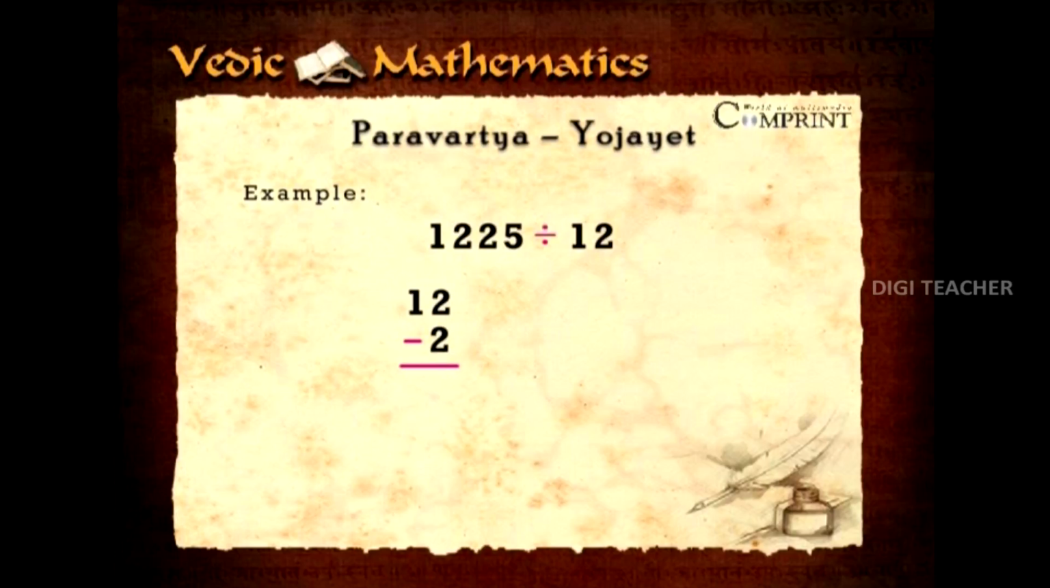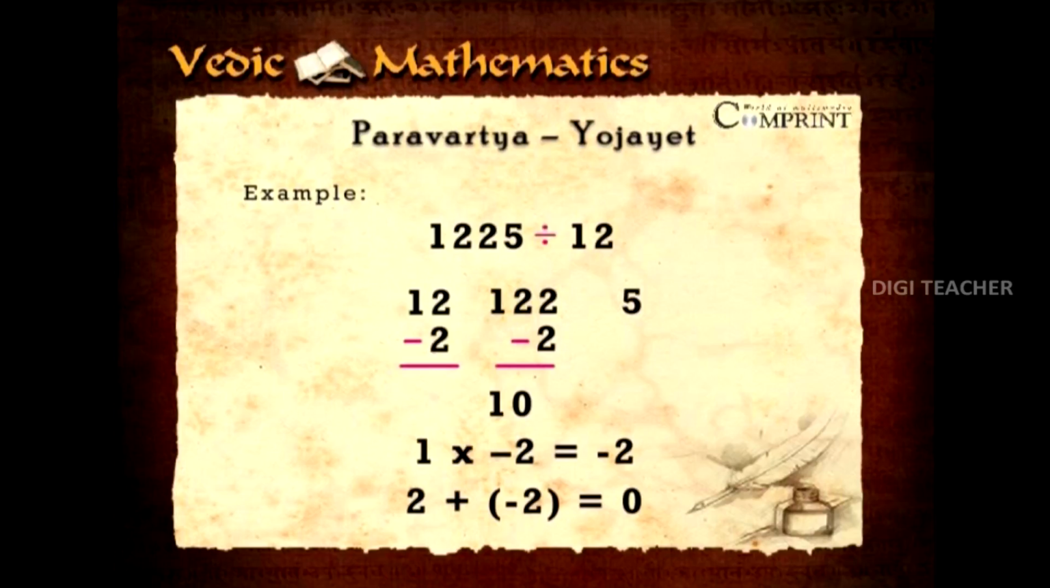Now, write down the dividend to the right, set apart the last digit for the remainder, and then write the first digit below the horizontal line drawn under the dividend. Multiply the digit by -2 and write the product below the second digit and add. Since 1 multiplied by -2 equals -2 and 2 plus -2 equals 0.